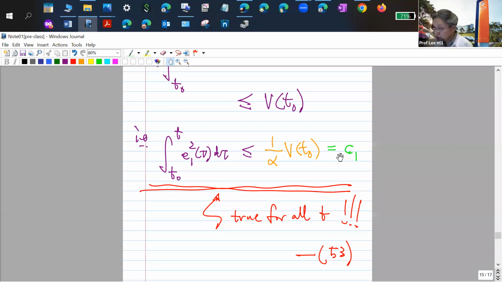So now you look at this and you say, so what kind of tracking error signal obeys this kind of condition? We need to do that. All right, what kind of signal obeys this kind of condition? So let's look at it.